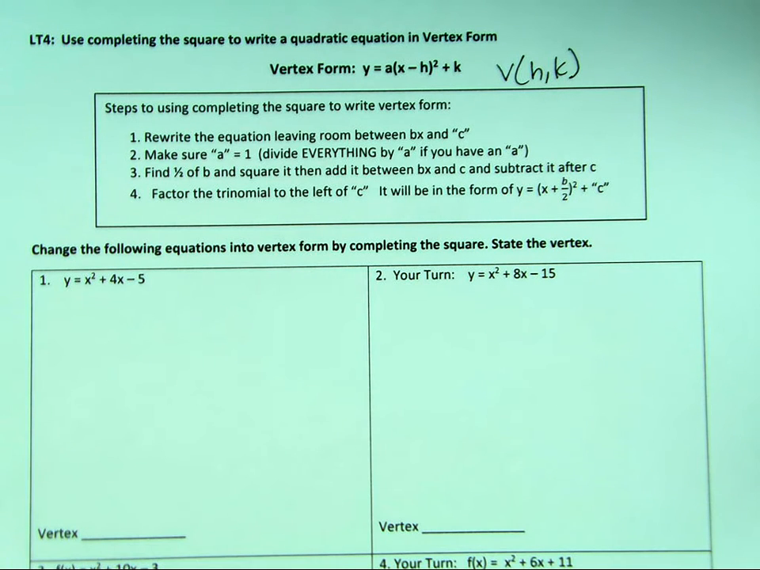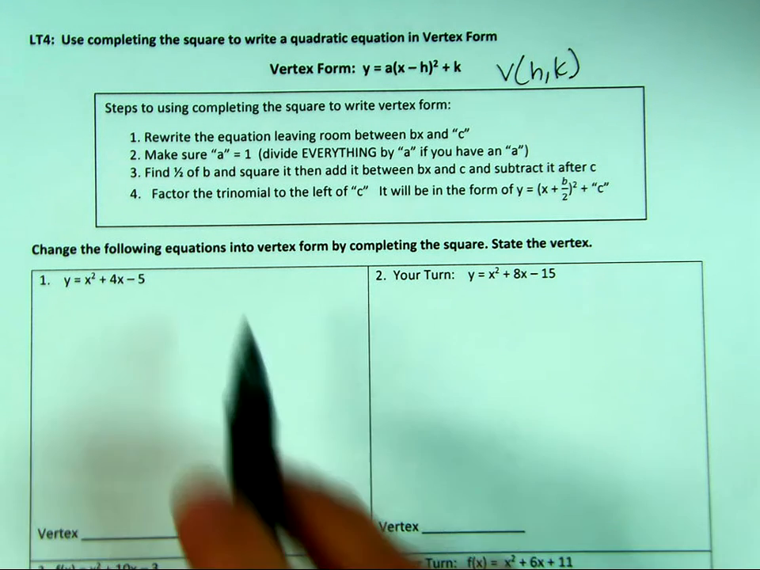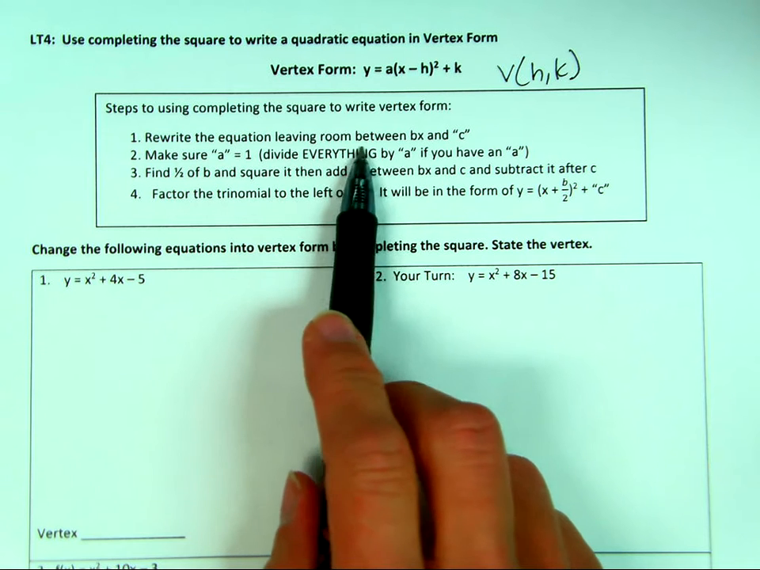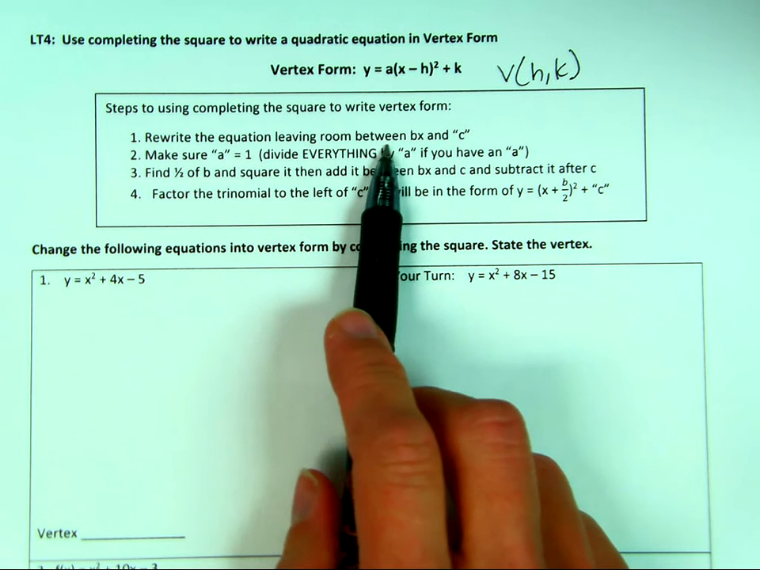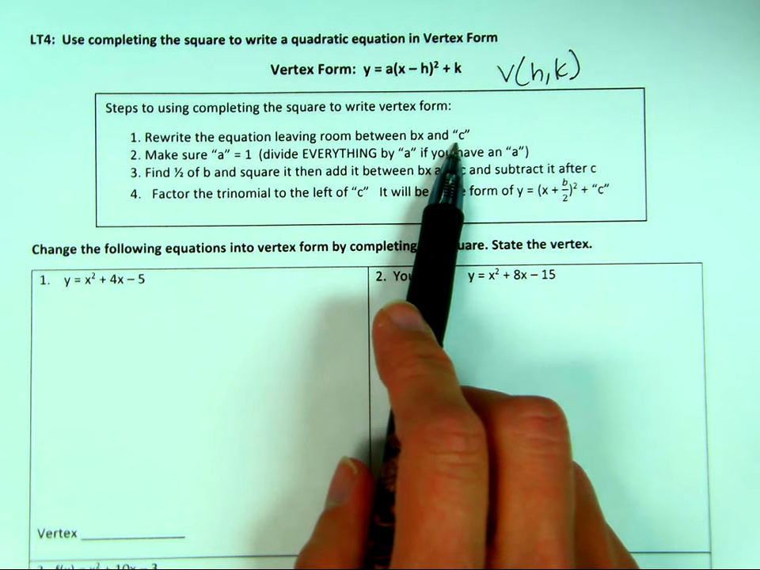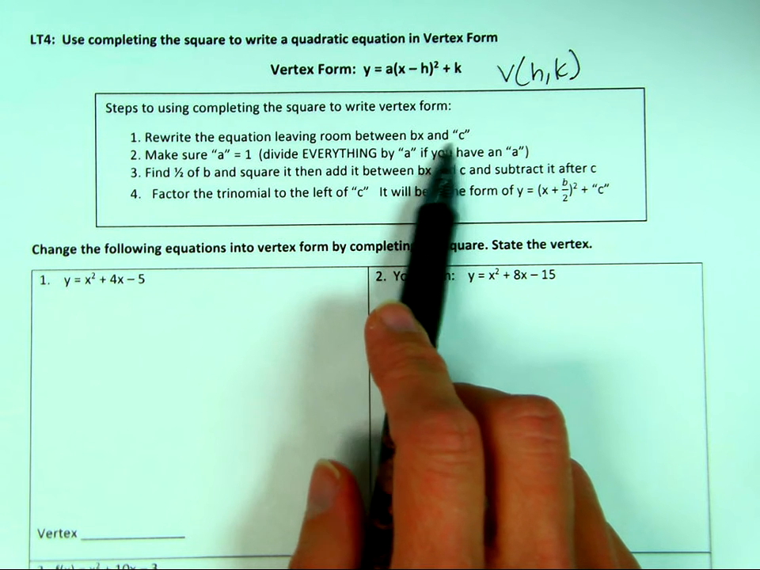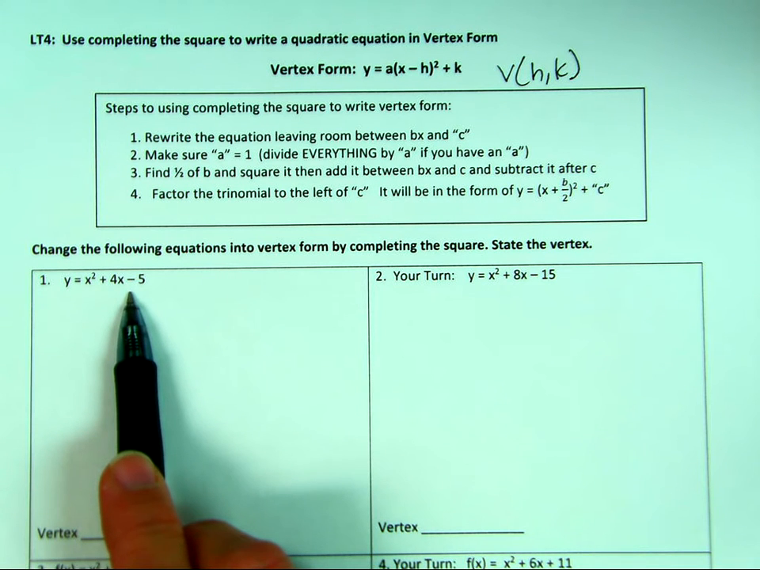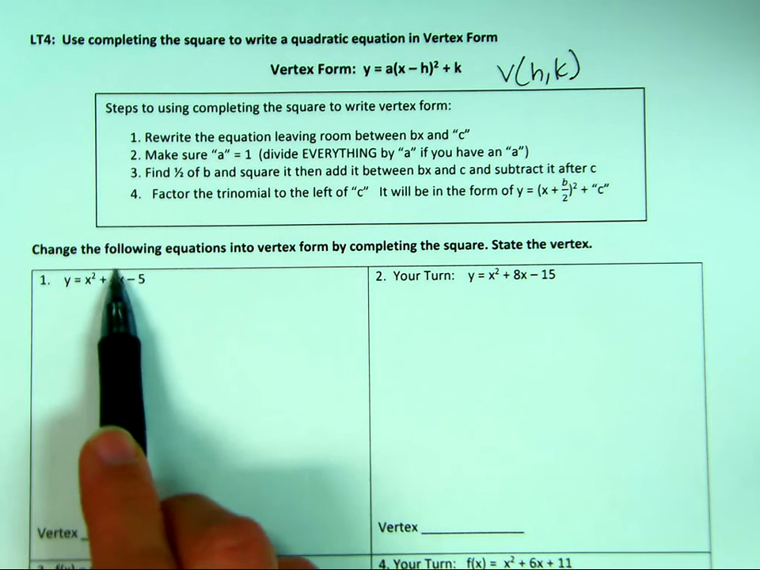I'm going to ask you to find the vertex too, so you want to make sure that you are able to find the vertex once you get it in that form. So these are the steps. We're going to rewrite the equation, leaving a little bit of room between the bx and the c. We're not going to move anything to other sides. We just rewrite it to leave room, because we're going to add a number in between the bx and the c to complete the square on these first two.